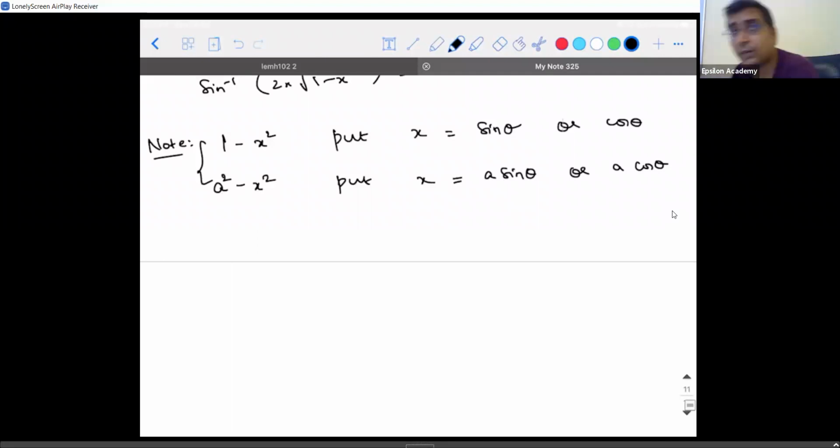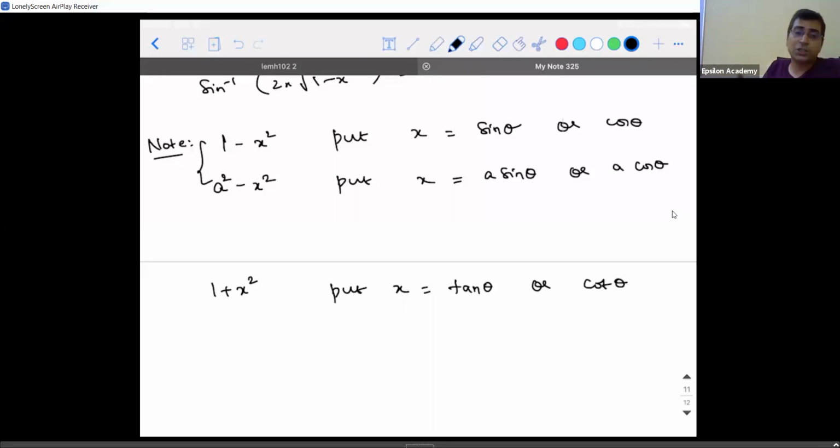Not necessarily every problem will have 1 minus x square. If you find 1 plus x square, then you will put x is equal to, any guess? Even if you put minus sin theta, 1 plus minus sin theta the whole square is 1 plus sin square theta, and there is no identity for that. So take tan or cot, because 1 plus tan square theta is secant square theta, and 1 plus cot square theta is cosecant square theta. You will put x is equal to tan theta or cot theta.